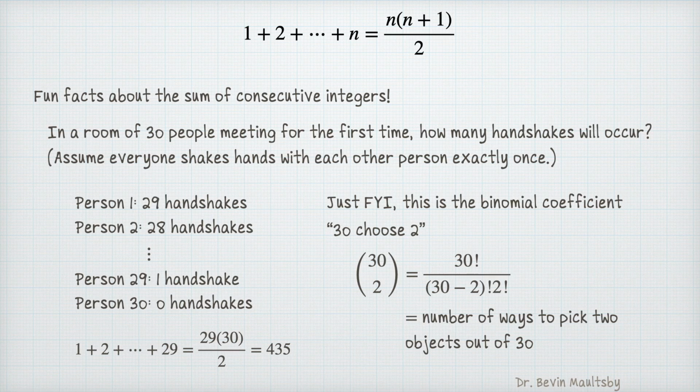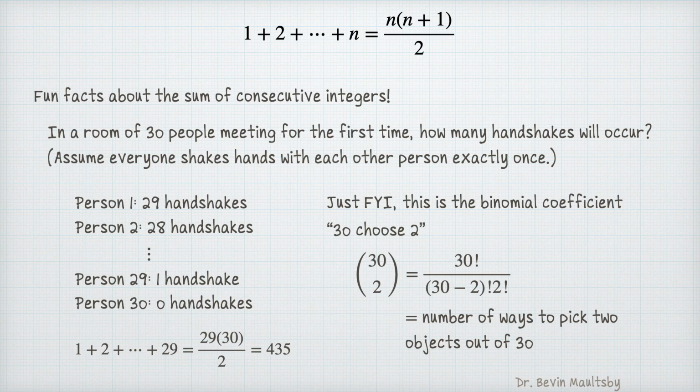And what this binomial coefficient 30 choose 2 means is, of 30 people, how many ways are there to choose 2? In other words, in a room full of 30 people, how many ways could you pair them up for a handshake? And that's going to compute the same number, 435.